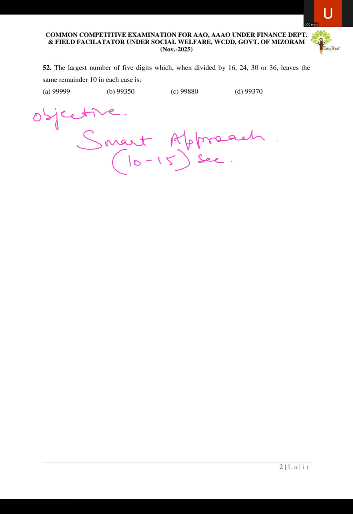What we can do in this one: they're saying we have to find the largest number of 5 digits which will be divisible by all these numbers 16, 24, 30, and 36, and it should leave remainder 10 in each case. How many numbers are there? There are 4 numbers, 16, 24, 30, and 36.